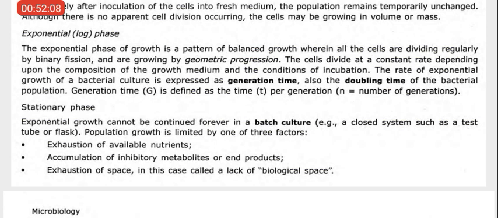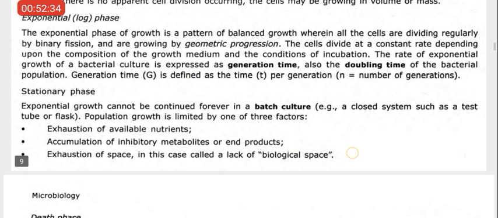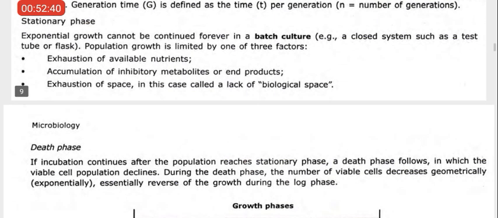Then stationary phase. Lag phase, log phase or exponential phase, then stationary phase. Exponential growth cannot be continued forever in a batch culture, a closed system such as a test tube or flask. Population growth is limited by one of three factors: exhaustion of available nutrients, accumulation of inhibitory metabolites or end products, or exhaustion of space, in this case called lack of biological space. Here we are using a closed system, remember that, like a test tube or flask, so biological space will be limited.